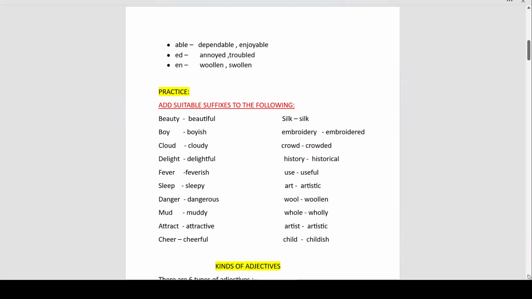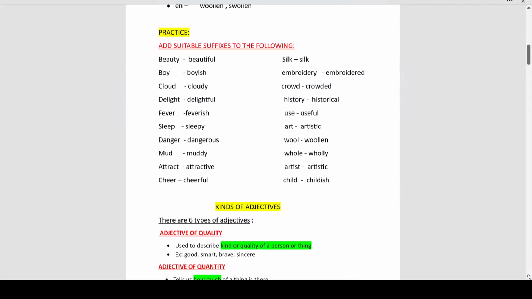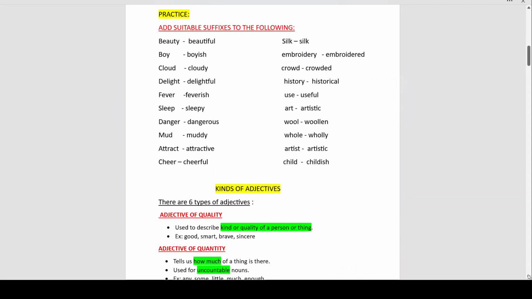cheer, cheerful. Silk remains silken. Embroidery becomes embroidered. Crowd, crowded. History, historical. Use, useful. Art, artistic. Wool, woolen. Whole, wholly. Artist, artistic. Child, childish. Now, children, I hope you have understood how the suffixes are added to various adjectives, nouns, and verbs, and how they change with the suffixes which we have learned now.